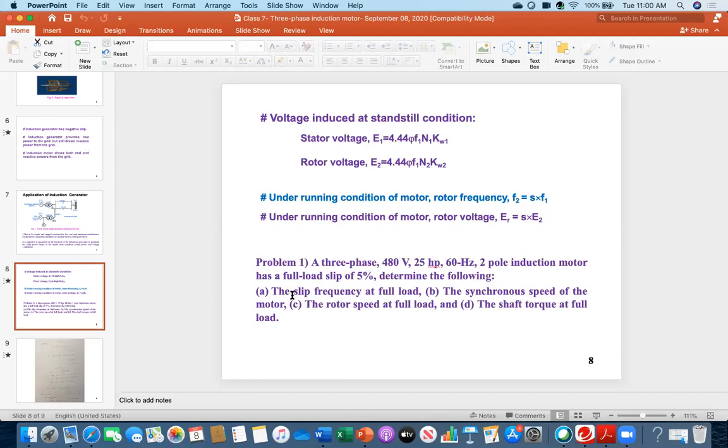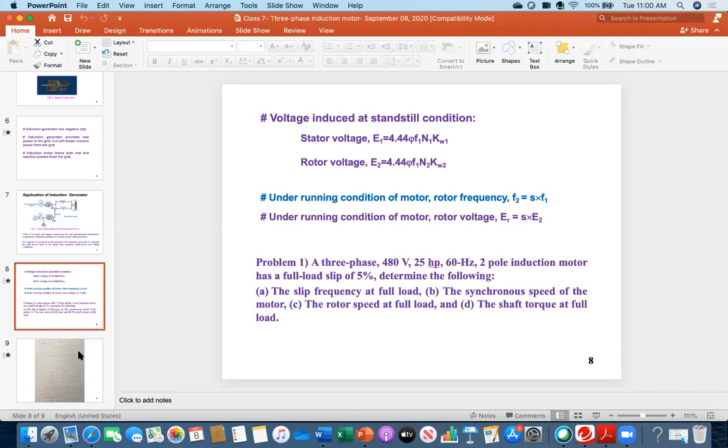Okay, so the first question is slip frequency. F2 is S multiplied by F1. The slip value is given as 5%, so 0.05 multiplied by 60. That is the answer for this one. What is the synchronous speed? That equation we learned as 120 F over P. What is the rotor speed? Rotor speed means NR. And what is the shaft torque?